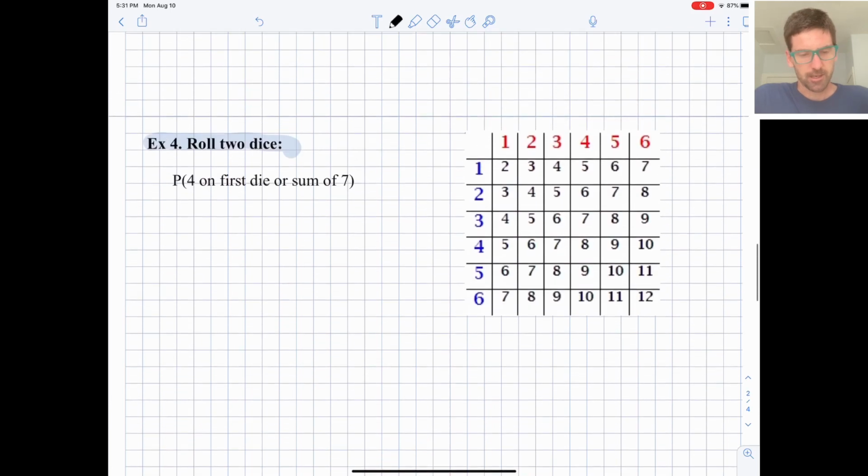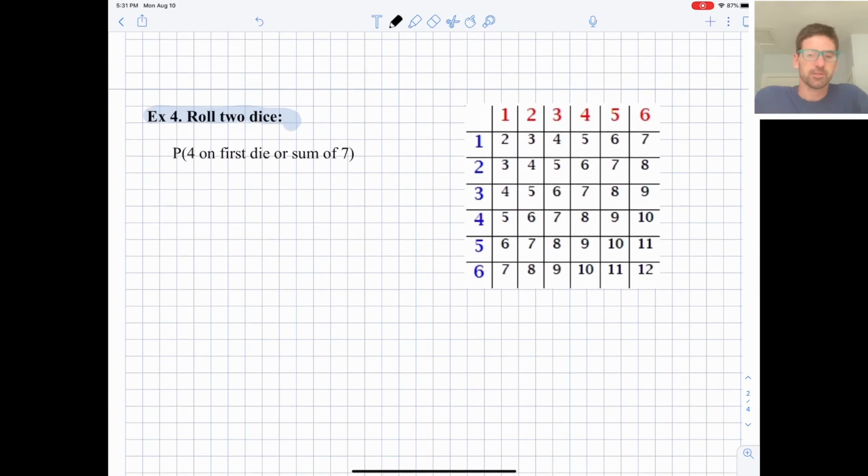All right, rolling 2 dice. What's the chance of getting a 4 on the first die or a sum of 7? Okay, one of the most handy things you can have in a probability class is a dice chart. You can always just draw one quickly on your own, or you could print one out or find one online. Okay, let's say that this is the first die, it doesn't really matter. And let's say that this is the second die.